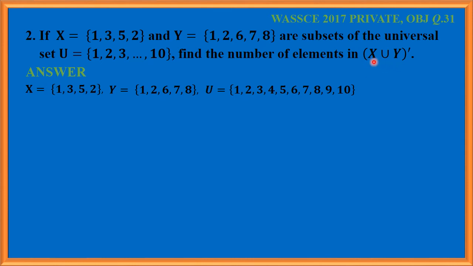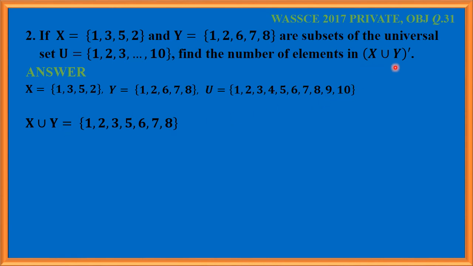Now X union Y. Let's find what is in the bracket first. So X union Y means we should combine the elements belonging to X and to set Y. One is here, one is there. So we have 1, 2, we have 3, we have 5, we have 6, 7, and then what? 8. So set X union Y should be 1, 2, 3, 5, 6, 7, and 8.